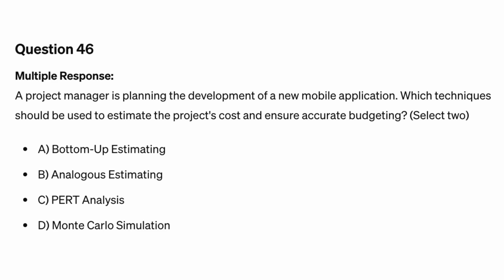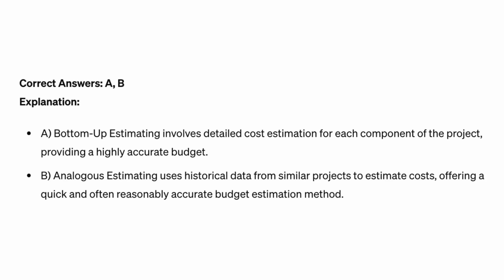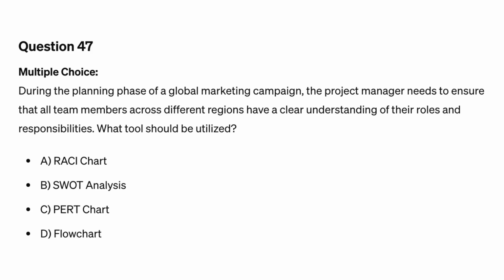Select 2. A. Bottom-up estimating. B. Analogous estimating. C. PERT analysis. D. Monte Carlo simulation. Correct answers A, B. Explanation: bottom-up estimating involves detailed cost estimation for each component of the project, providing a highly accurate budget. Analogous estimating uses historical data from similar projects to estimate costs, offering a quick and often reasonably accurate budget estimation method. Question 47.